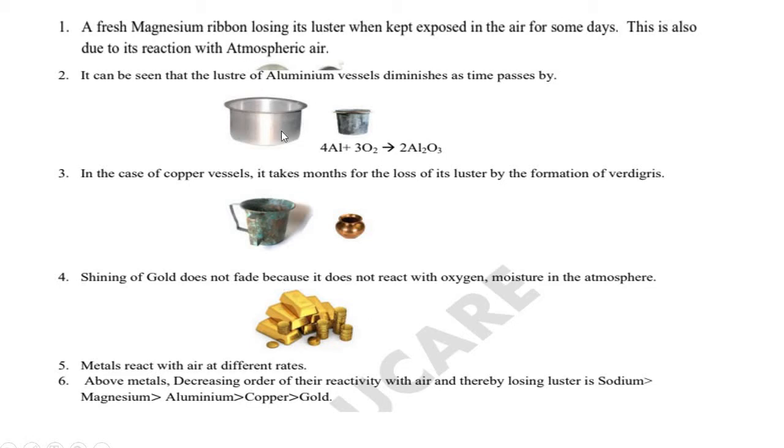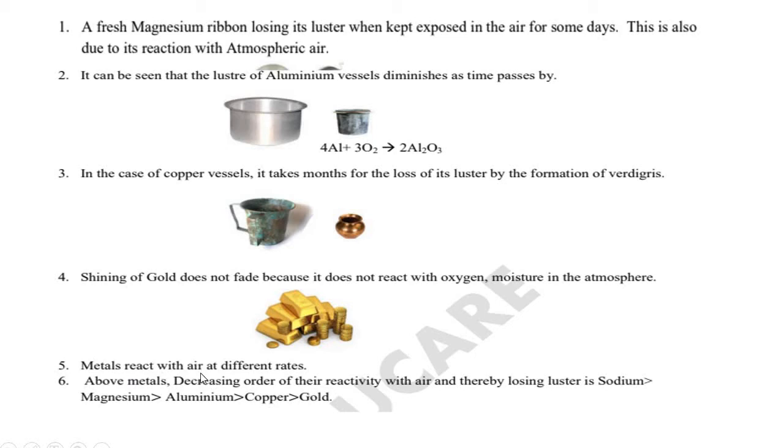But you can see the same aluminium, copper. Gold is also a metal like this. But what is its speciality? It's shining, it will not fade. If it fades, nobody will buy it. No, it will not be that costly. So the shining of gold does not fade because it does not react with oxygen and moisture in the atmosphere. So even if you expose this gold to the atmospheric air, nothing is going to happen. Its shining will not go because it will not react with the oxygen and moisture in the atmosphere.